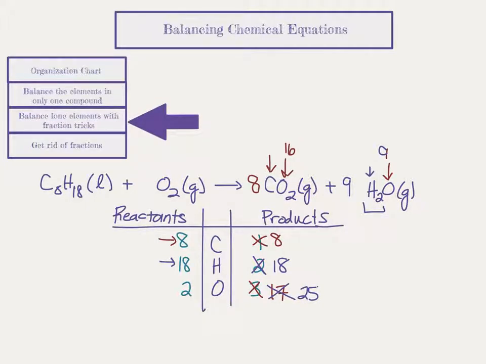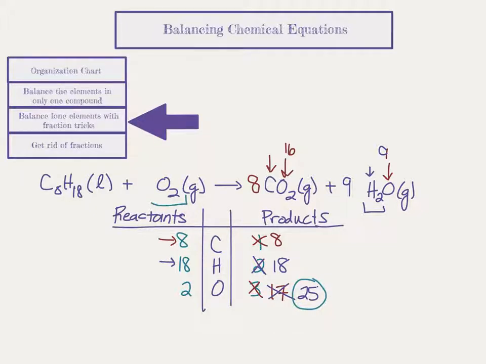Now that we've balanced our elements that occur in only one compound on each side of the equation, let's handle oxygen. Oxygen is left for last because it's a little bit more complicated. Alright, I need to have 25 oxygens on both sides of the equation. This is kind of weird.